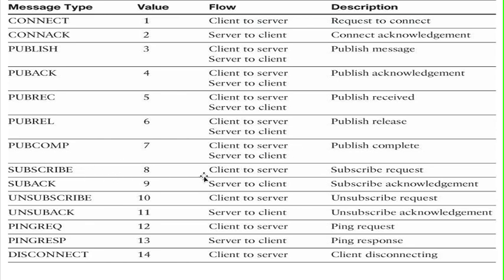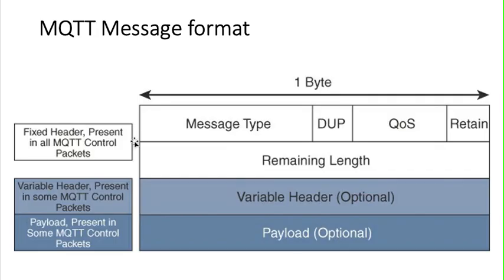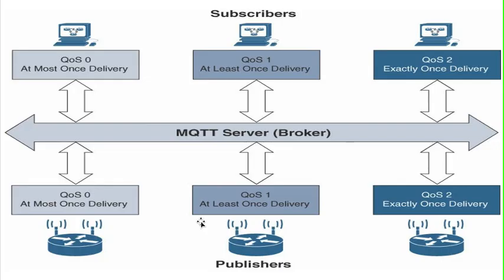Then subscribe request, it is from client to server. Then subscribe acknowledgement, from server to client. If it is equal to 10, then unsubscribe request from client to server. Next, unsubscribe acknowledgement, from server to client. Ping request is done by client to server. Next, ping response will be done by server to client. And the last one is disconnect, that is client disconnecting. So these will be the numbers which will be written inside this message type. So this is the information about the message format of MQTT.